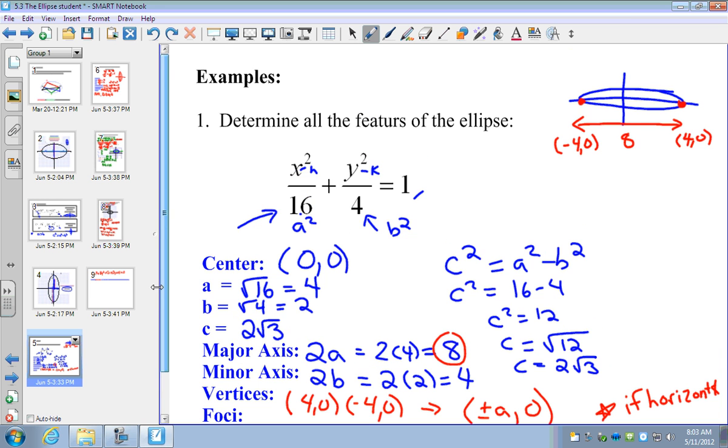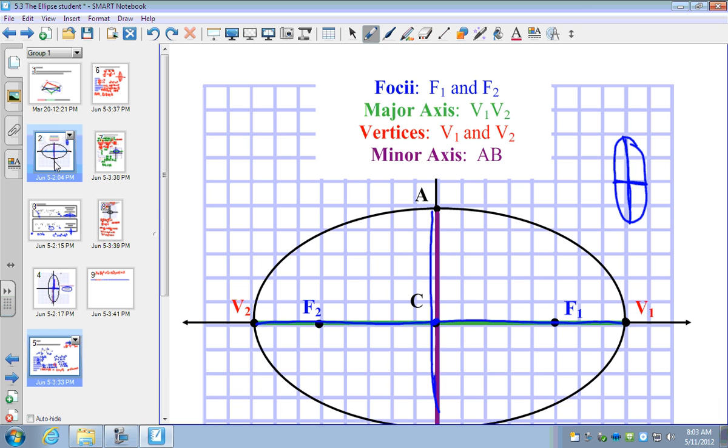Okay, next is the focus. Remember, the focus in this case would be somewhere here and here. And c, this entire length was c. No, let me think about this. This entire length was how long? Right here.